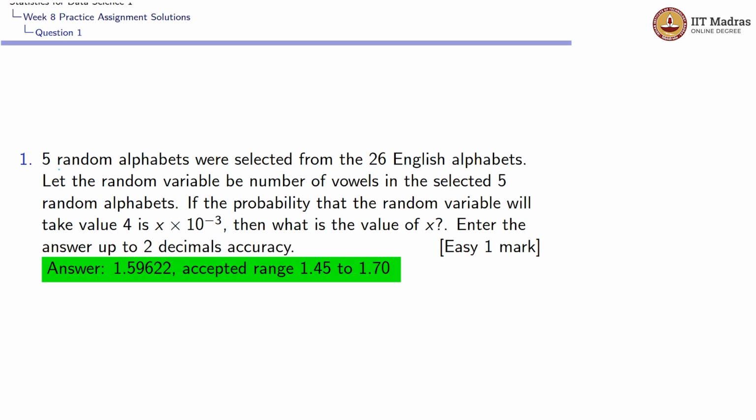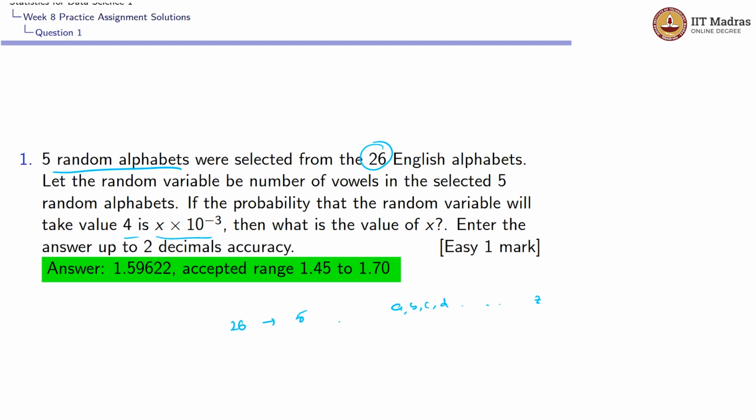The first question is: 5 random alphabets were selected from the 26 English alphabets A, B, C, D and so on up to Z. Let the random variable be the number of vowels in the selected 5 random alphabets. If the probability that the random variable will take value 4 is x into 10 power minus 3, then what is the value of x? So basically what they were saying is that from these 26 alphabets, we have selected 5.